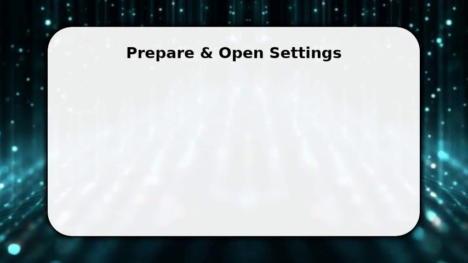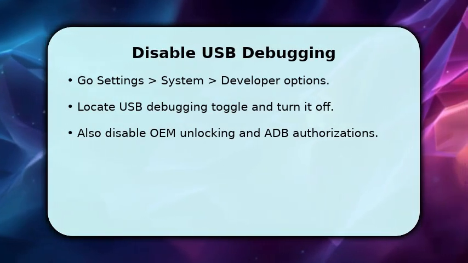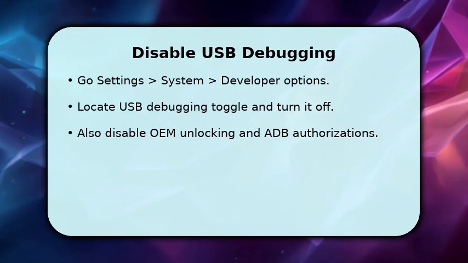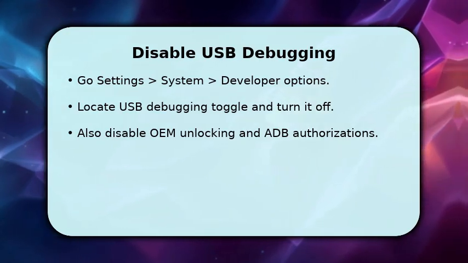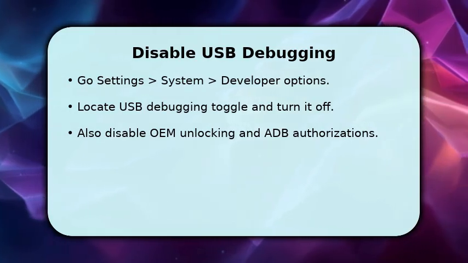Now you go into Settings, then System, and open Developer Options. This is where USB debugging and related toggles live. You should find USB debugging and flip it off to stop ADB access. This immediately prevents new debug sessions.